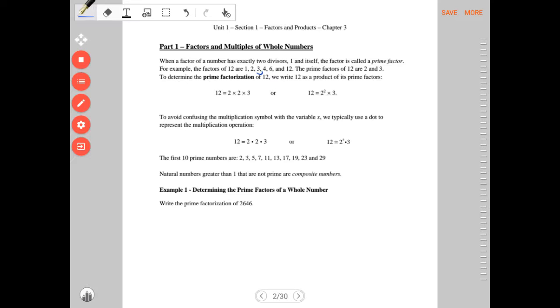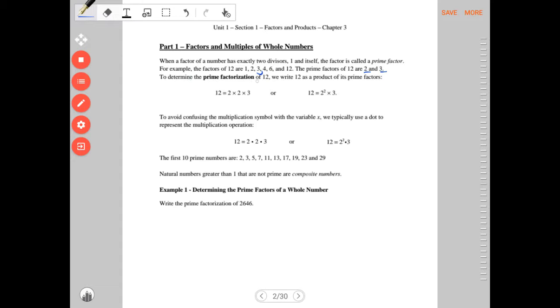Awesome. Now, the thing is, though, 6 is divisible. 6 is 2 times 3. 4 is 2 times 2. Those ones are not prime factors. 12, of course, is not a prime factor. The prime factors of 12 are 2 and 3. They're the only factors that can't go any smaller. 1 is not considered a prime factor.